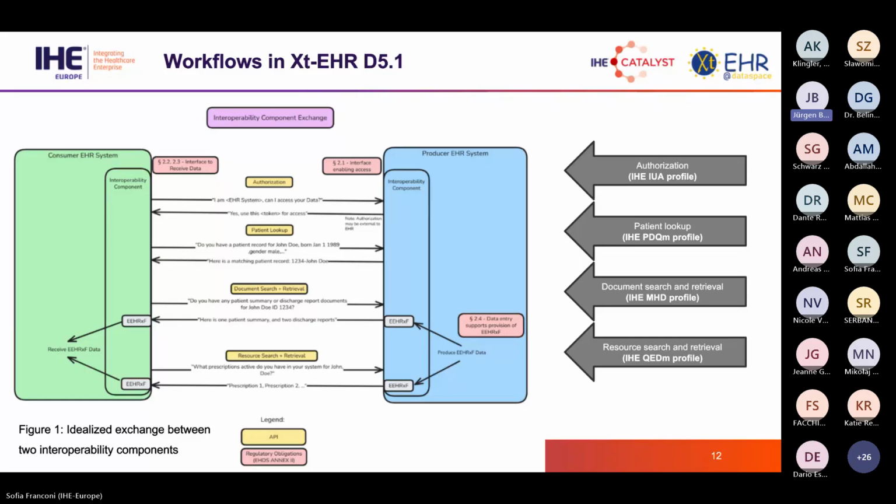So, for example, the authorization is the IUA profile. That's basically OAuth technology, state of the art at the moment. The patient lookup is PDQM. Document search and retrieval, if you search for FHIR documents on a FHIR server, then it's IHE-MHD. And the resource search would be QEDM.